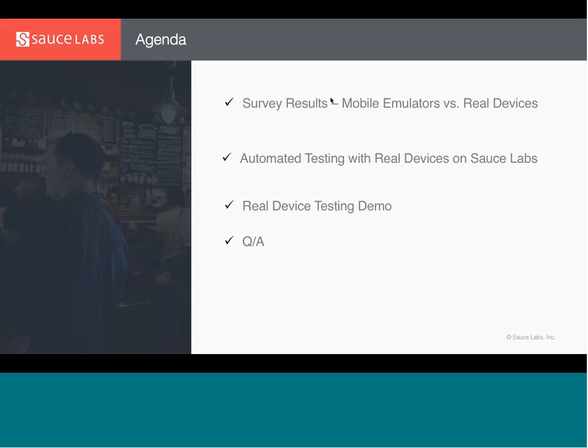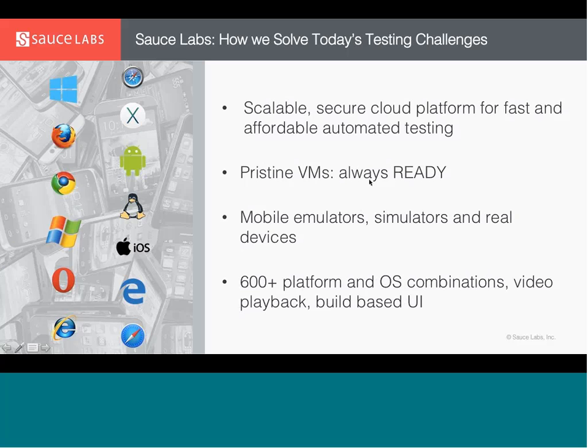Brief agenda, we're going to have David go over the survey results, mobile emulators versus real devices, and how people choose and decide to test on which kinds of device. Jack will be introducing automated testing with real devices on Sauce Labs, give some information on the latest capabilities we've added to our testing infrastructure. We'll then go into a real device testing demo and then save a bit of time for Q&A at the end of this morning.